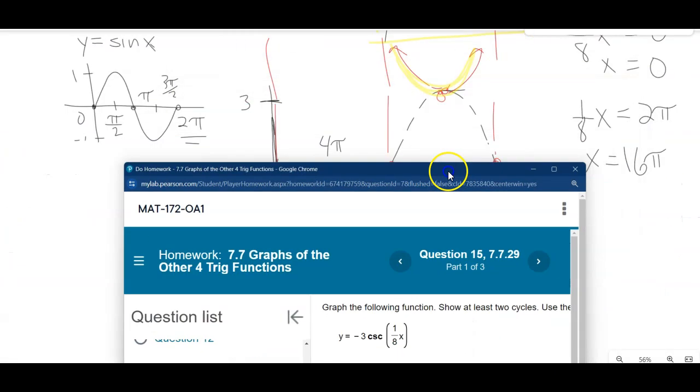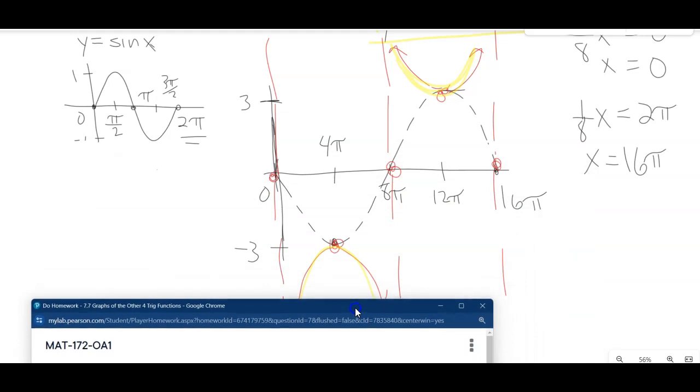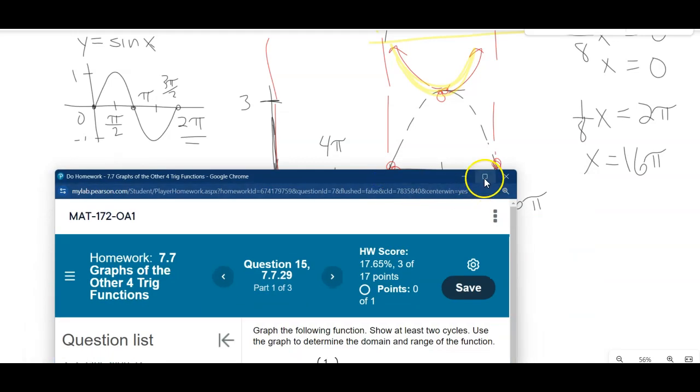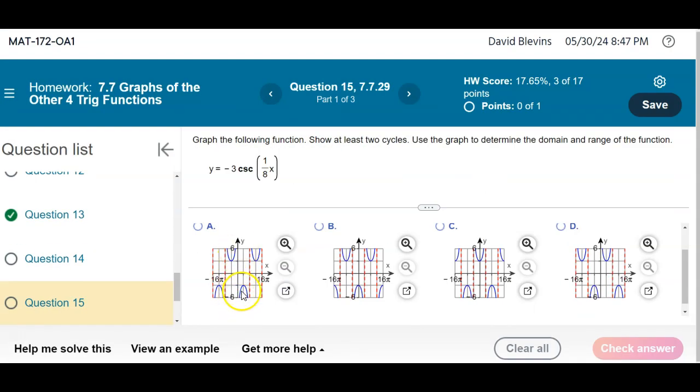Okay, so I need vertical asymptotes at 0, 8 pi, and 16 pi. So vertical asymptotes at 0, that's got it, 8 pi, 16 pi. So it could be A. At 0, no. We got a point on the graph, so B is out. All right, vertical asymptote at 0, no. C is out. All right, vertical asymptote at 0, 8 pi, and 16 pi. So it could be D.